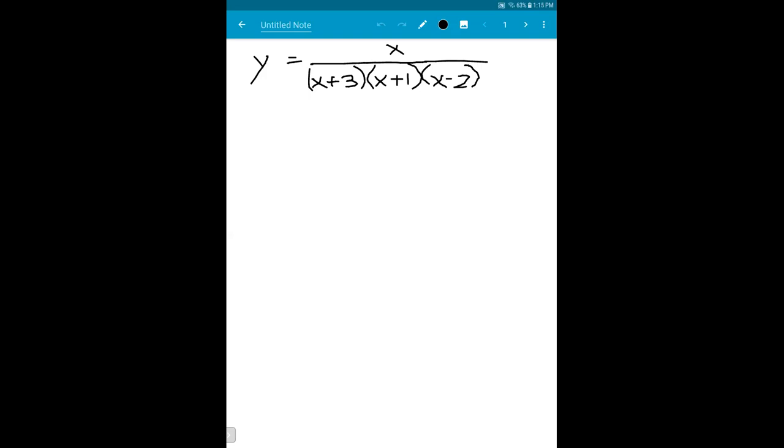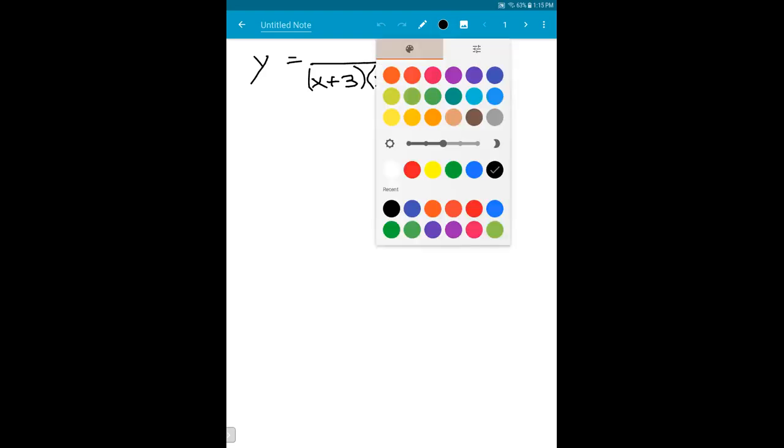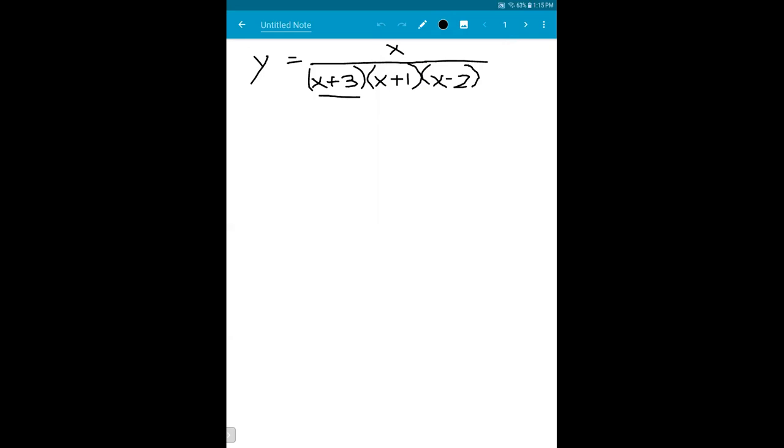Well, the domain is very obvious. So I won't be writing it down since I'm using a tablet. But anyway, the domain are those values that make the denominator 0 in value. So -3, -1, and 2 are to be excluded in the domain.